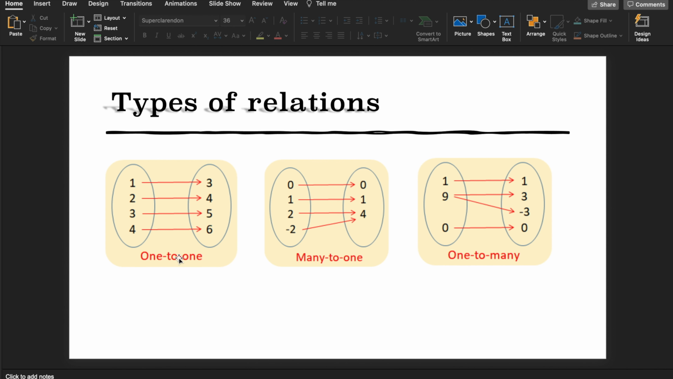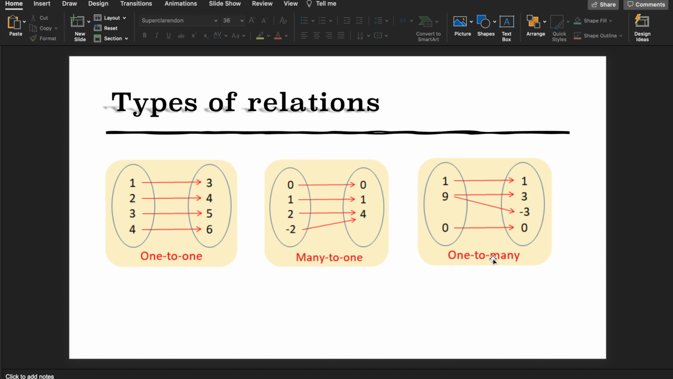So one-to-one and many-to-one are functions, and one-to-many and many-to-many are not functions. They would be relations. But many-to-many is not in the syllabus. It basically states that many values of x map to many values of y. That's basically it, but it's not part of the syllabus, so I'm not going to go deep.